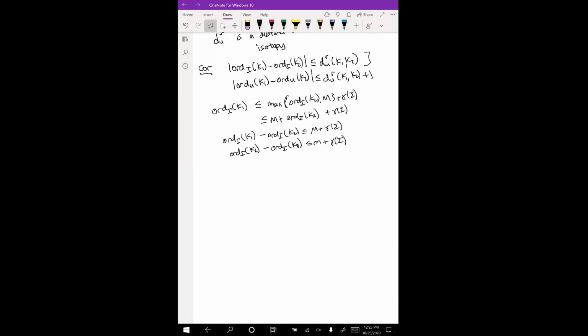Okay, so what you can use this to show, or well, maybe not exactly use this, is that the difference between the refined cobordism distance and the standard cobordism distance, in the unoriented case, can be arbitrarily large.